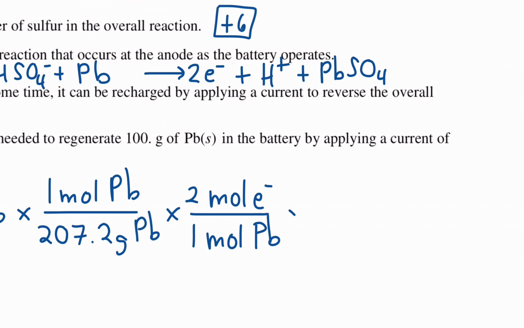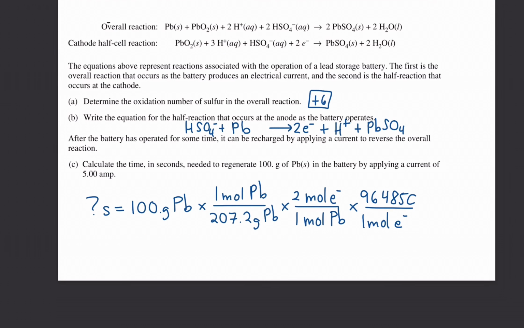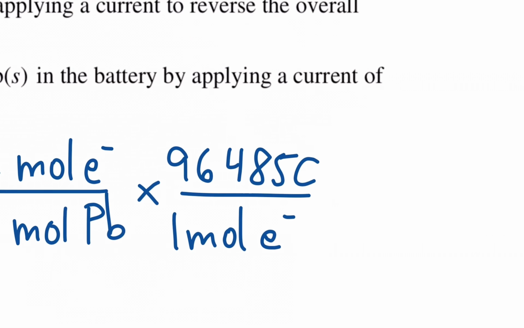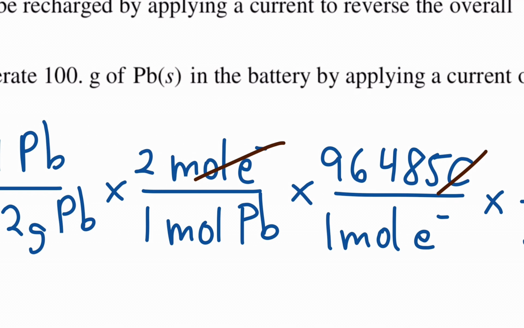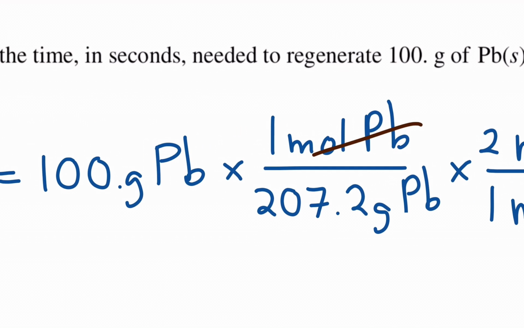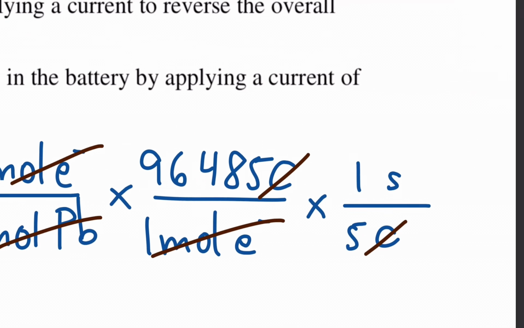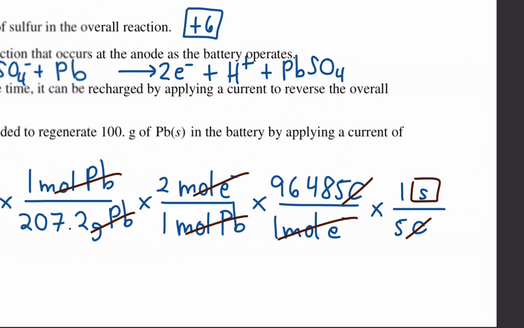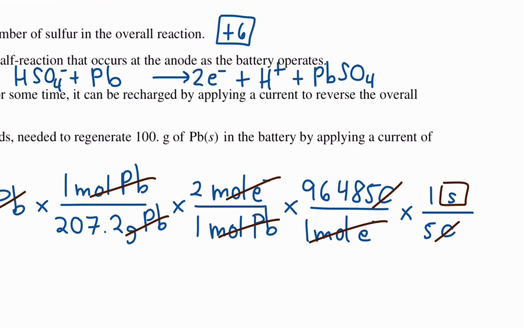Then we'll go to Faraday's constant. There's 1 mole of electrons for every 96,485 coulombs. And then we want to know the time given 5 amps. Well, amps are coulombs per second, so write it upside down. There's 1 second for every 5 coulombs. And then if we cancel our units, coulombs cancel with coulombs, moles cancel with moles, moles of lead, grams of lead, and grams of lead, and we're left with just seconds. We simply need to multiply everything out to get the units that we want.